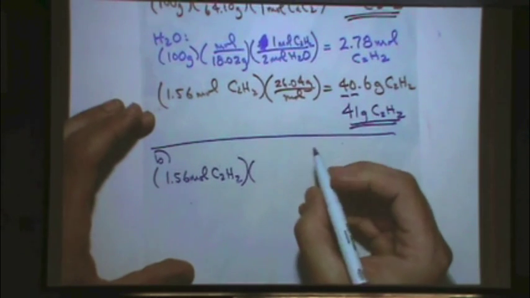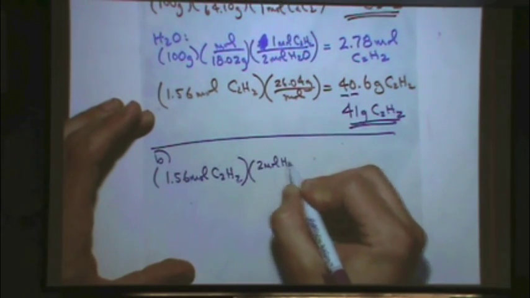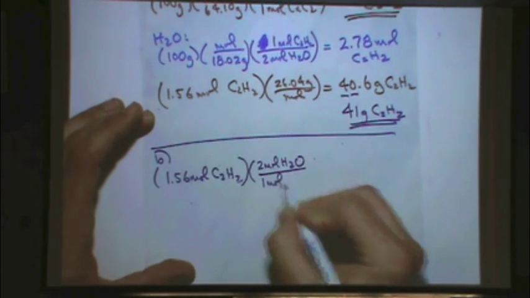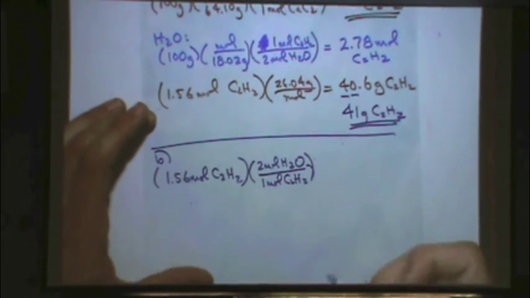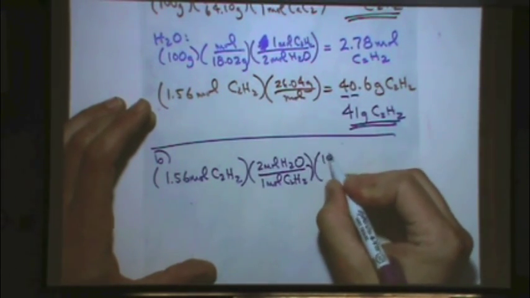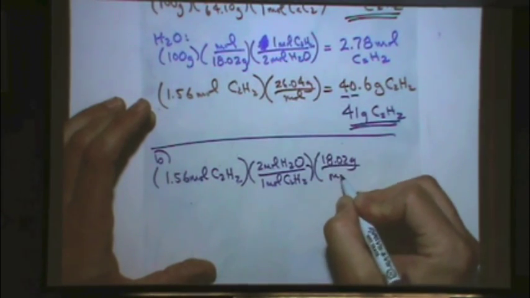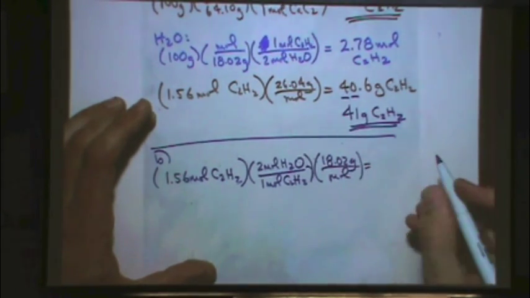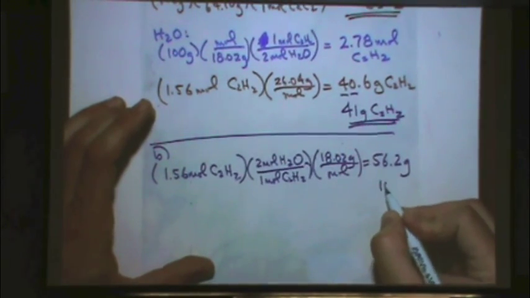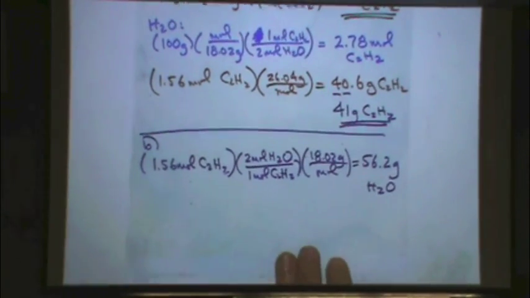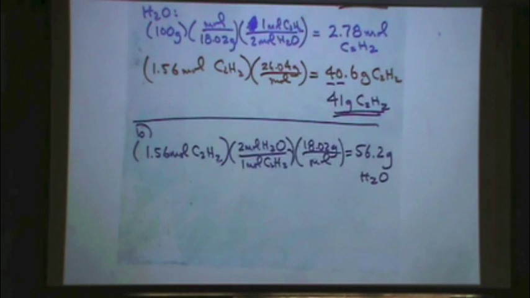So I got moles of this, and I want to go to water, so there's 2 moles of water for every 1 mole of C2H2. And then the grams of water, because I want to go to mass, 18.02 grams per mole. And this turns out to be 56.2 grams of water. We'll hold on to sig figs for just a second. 56.2, so that's the actual amount of water I used out of the 100. So there's about 40 something that I didn't use, it's extra.